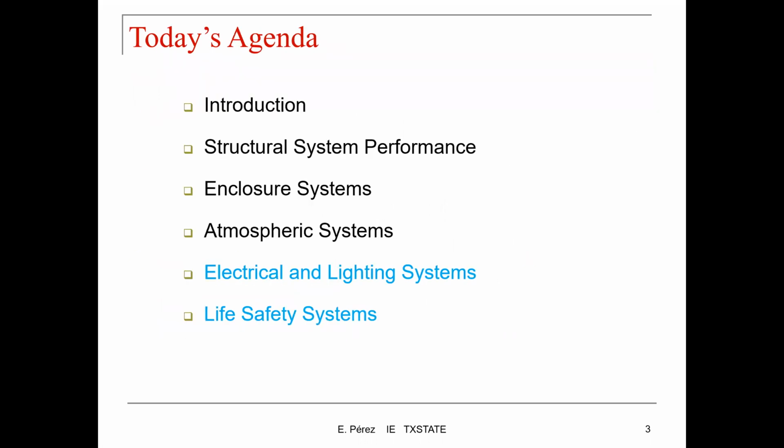As I mentioned already, this is a continuation of the first part of this lecture, in which we covered space requirements and layout ideas for structural system performance, enclosure systems, and atmospheric systems. In this lecture, we are going to focus on the electrical and lighting systems and also the life safety systems, which are the last two topics in this agenda.